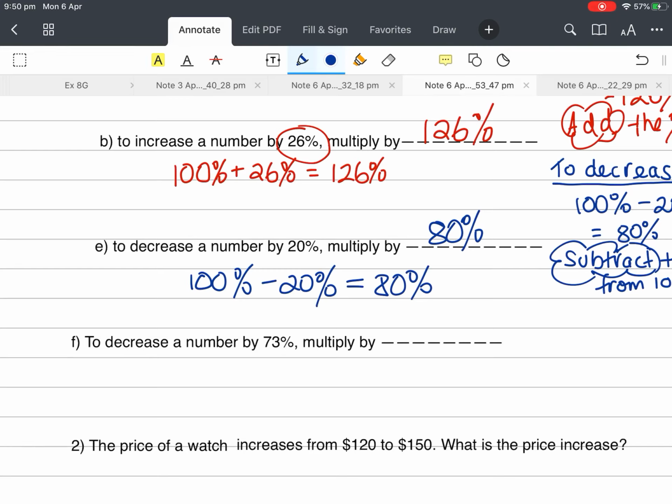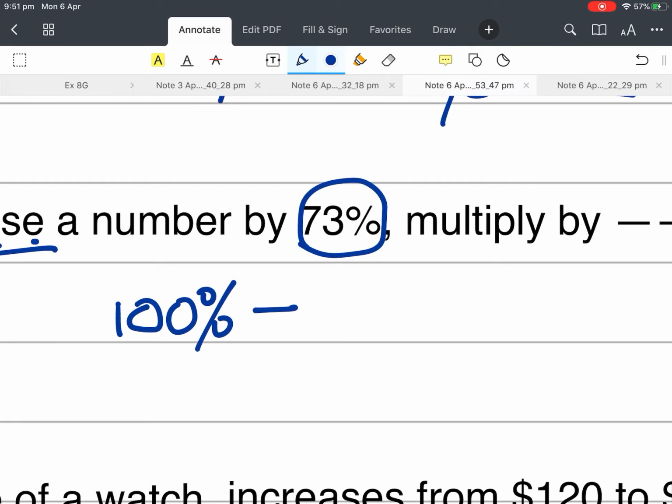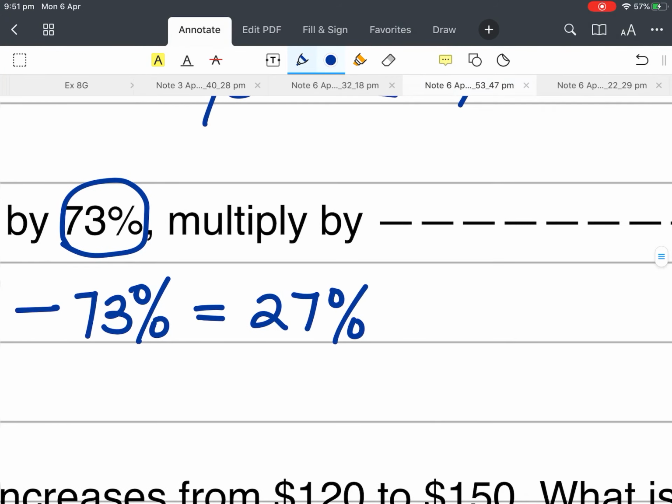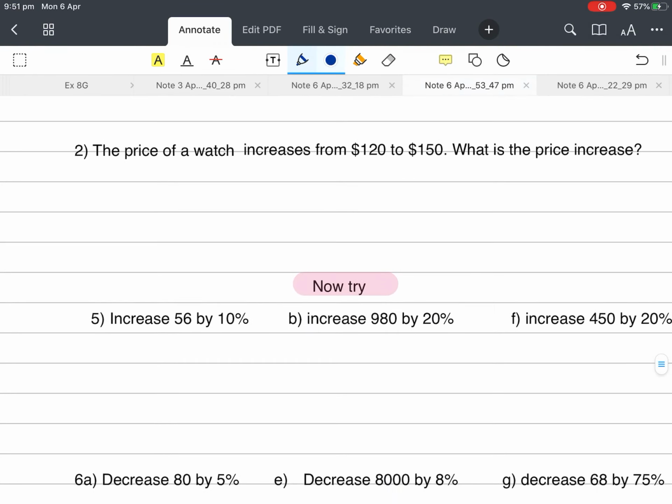Hopefully you've restarted by now, and let's try and do this one. Now again we're decreasing, make it bigger so it's not so messy, and I'm going to go 100%. Decreasing means I subtract. My percentage this time is 73%, so I'm going to go 100 minus 73 on my calculator because my brain's not working right now, and I get 27%. So that means over here I'm going to multiply by 27%. Okay, so that's the basic bones of what we need to do.